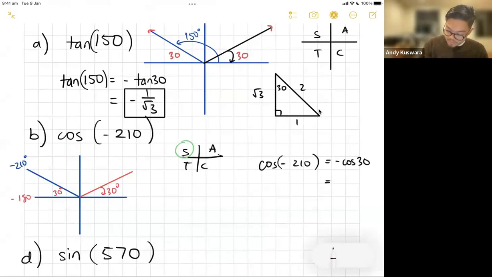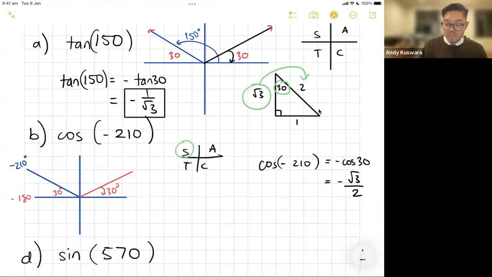And in the same way, I'm going to use my triangle just before. Cos 30 is adjacent over hypotenuse. So it's going to be negative root 3 on 2. And if you want to double check it, you should get the same thing. Whether you put in cos negative 210 or negative cos 30, you will get negative root 3 on 2. Okay.